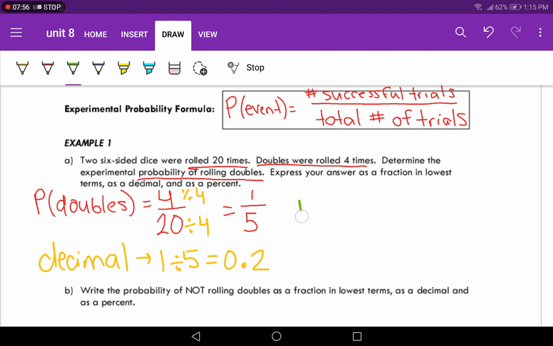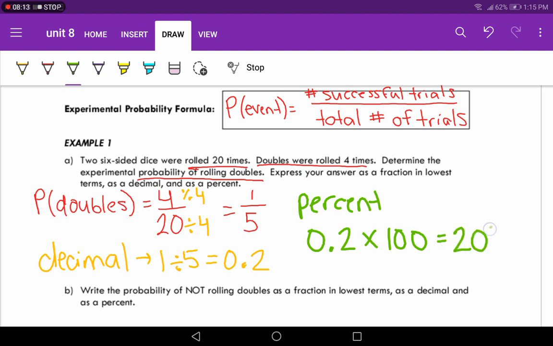And as a percent, we need to take our decimal, 0.2, and multiply it by 100, which means that the likelihood of rolling doubles, or the experimental probability of rolling doubles in this case, is 20%. Okay, so we essentially have 3 answers here: 20%, 1/5, and 0.2. Those are all equivalent. They are all equal.